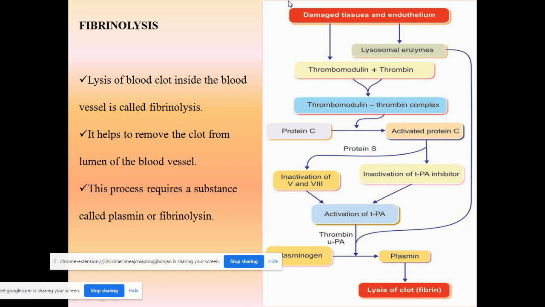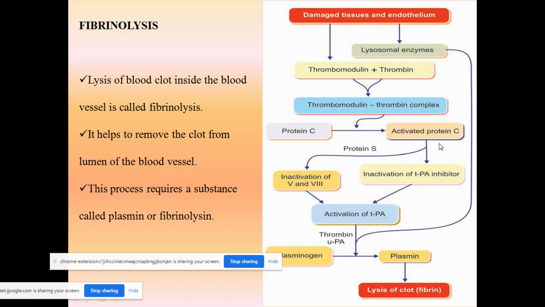In the same way, this damaged tissue, not only that, will also secrete some lysosomal enzymes, thrombomodulin and thrombin. What will this do? Thrombomodulin and thrombin combine and form a complex called the thrombomodulin-thrombin complex. Okay, this complex forms. What will this complex do? It will activate protein C. See, it is the inactive form. Now it will activate protein C.